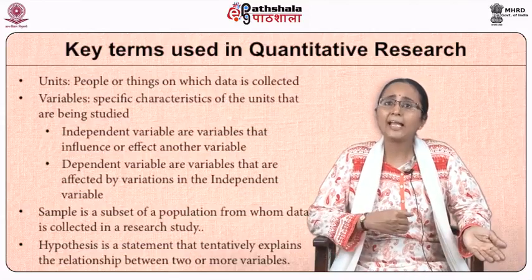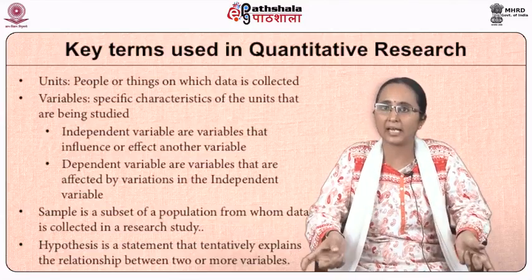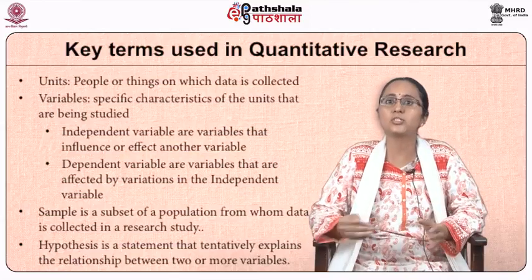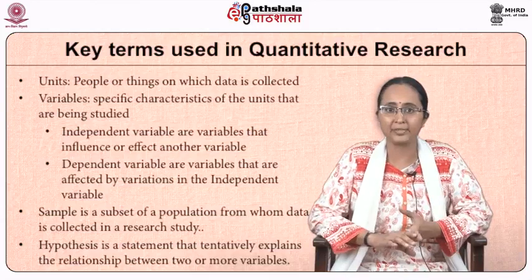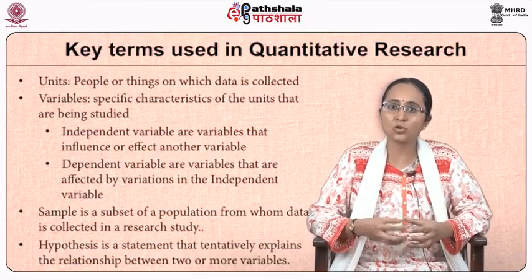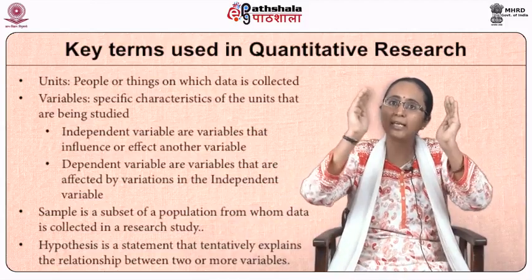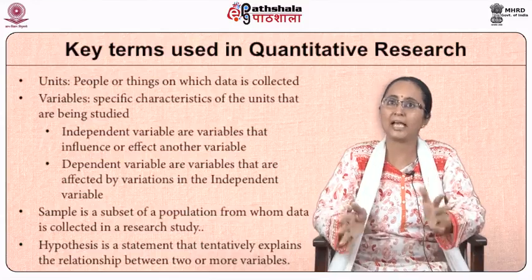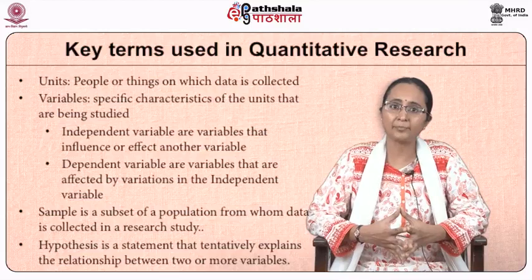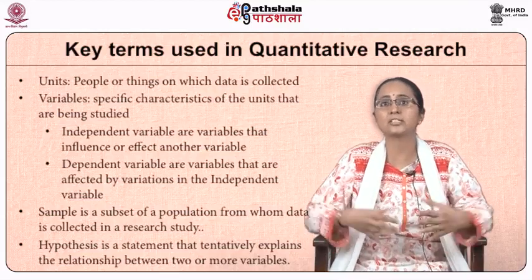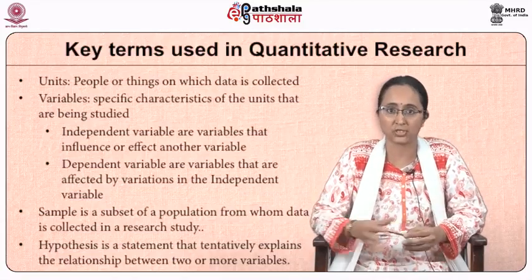And when you are doing your research, you would look at how two variables are connected. You would study the interlinkages between two variables. The third key term is a sample. Sample is a subset of a population from whom data is collected. So, you have a huge population from whom you are collecting data from some amount of people. That is your sample. In quantitative studies, data from a sample is used to make observations and inferences about the larger population. So, how you select your sample becomes very, very essential.